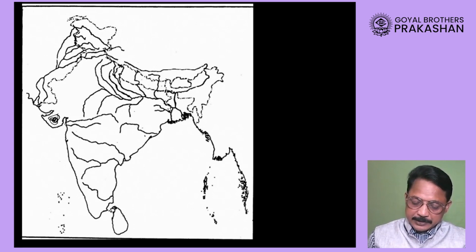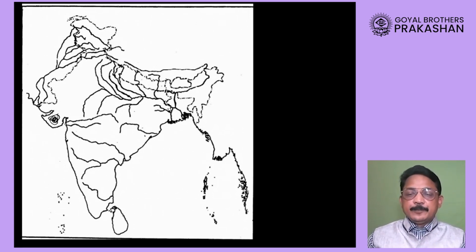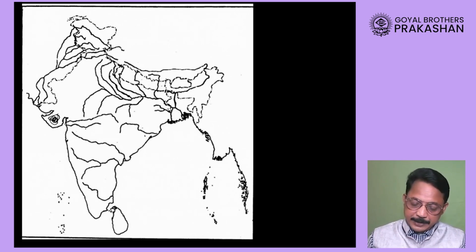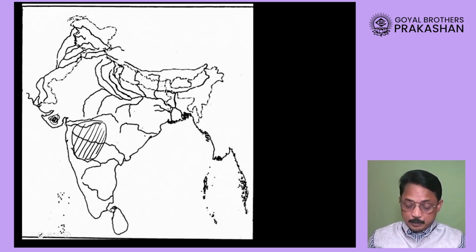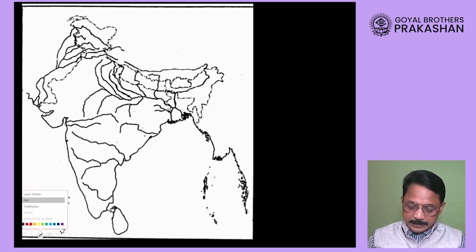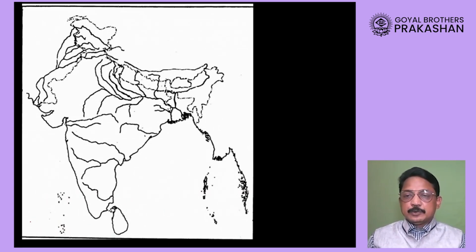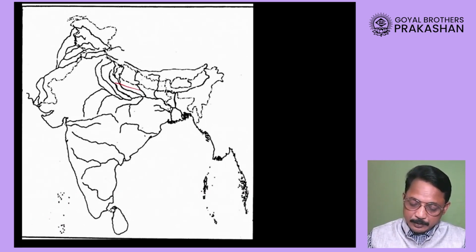Or if the question is asked, show the black soil in a state where it is found in a maximum quantity. So it is found in a maximum quantity in a state of Maharashtra. So here will be black soil found in Maharashtra. So you have to look at the words carefully. What are they saying? That means what type of question is asked. If the question is asked, show alluvial soil in north central part, so you will be showing it over here.